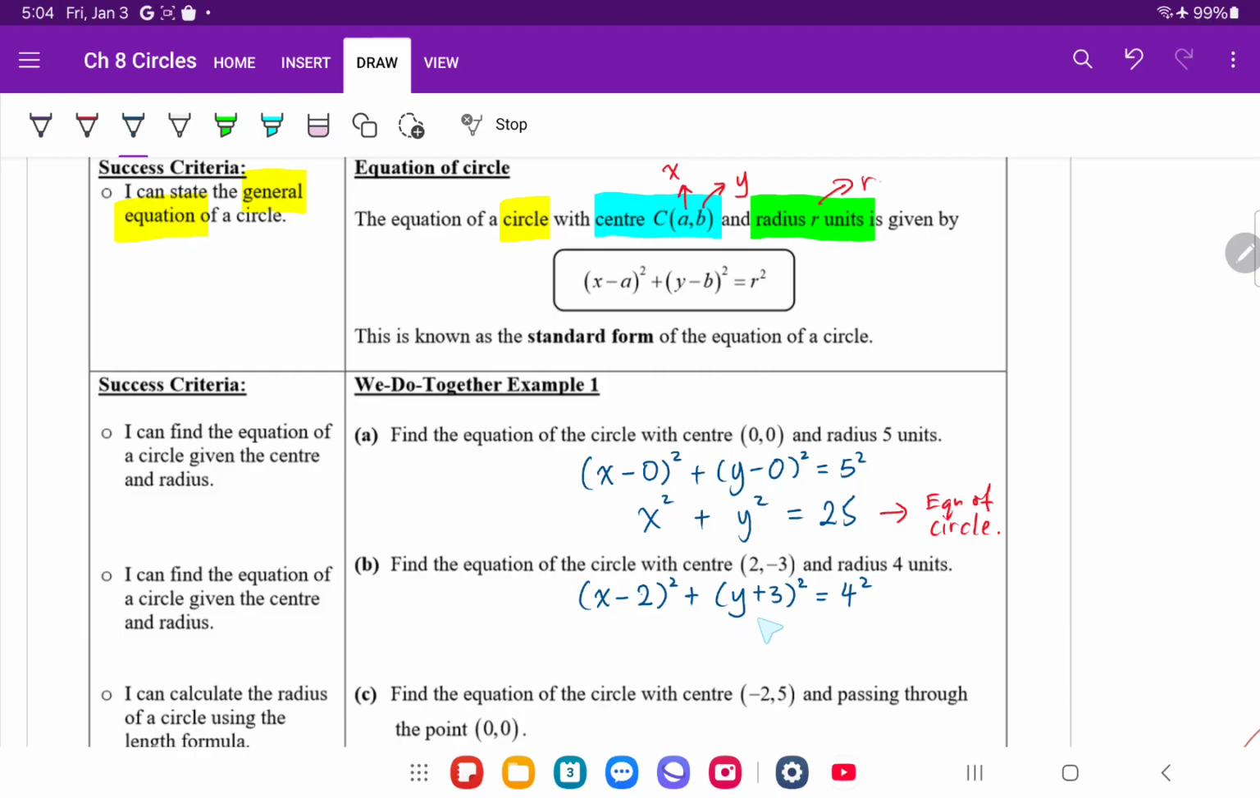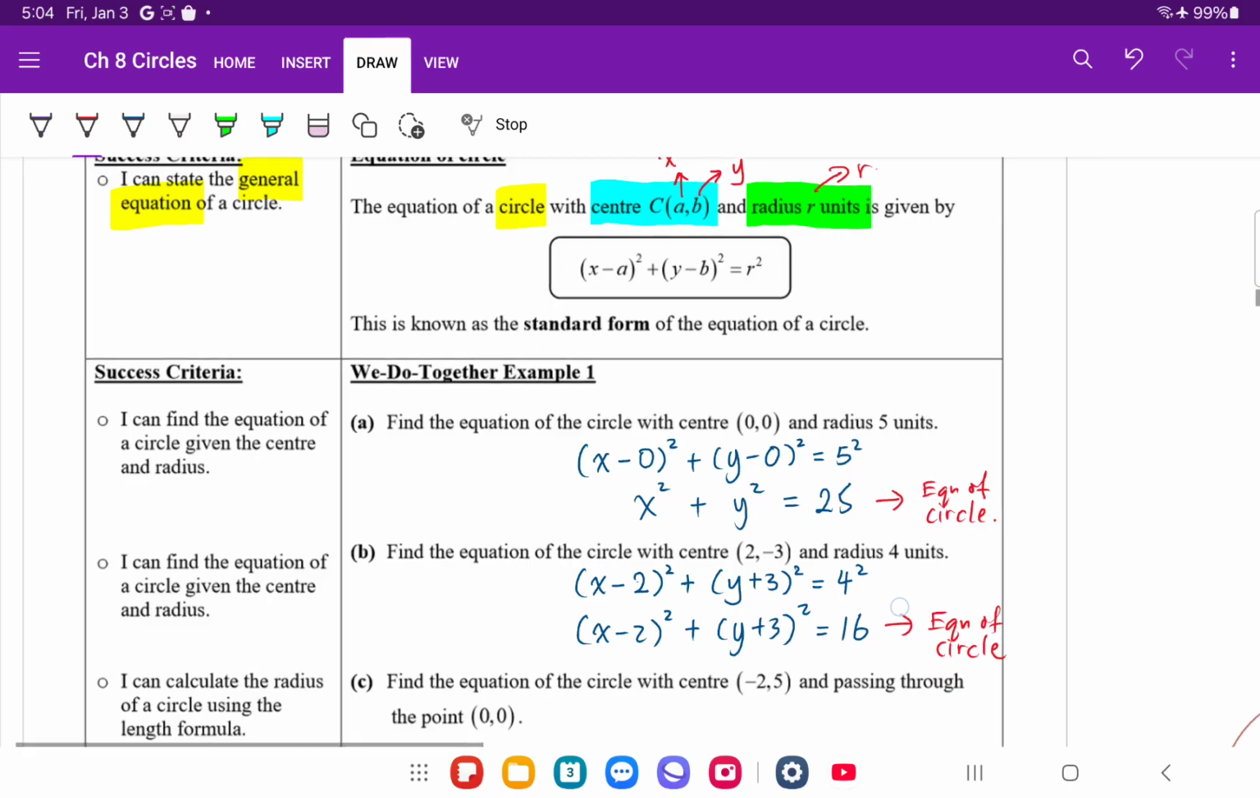Now, for the algebra on the left, it will be very complicated if we expand, so usually they won't ask you to expand. You can just write x minus 2 squared plus y plus 3 whole thing squared, but the 4 squared you have to press the calculator to give us 16. This is the equation of this circle. Okay, very easy, right? Because they gave us the center, they gave us the radius. Now we come to one problem, part C.